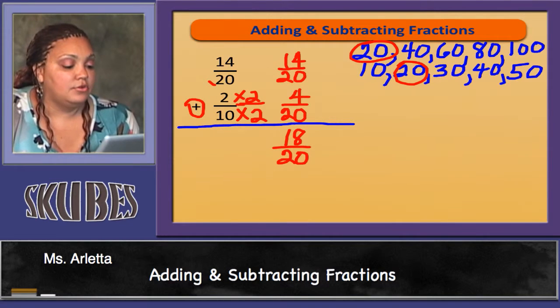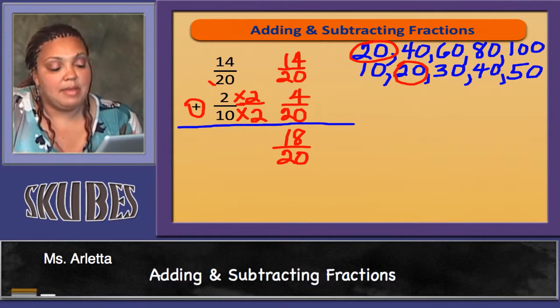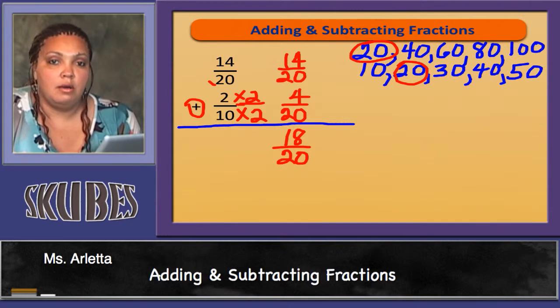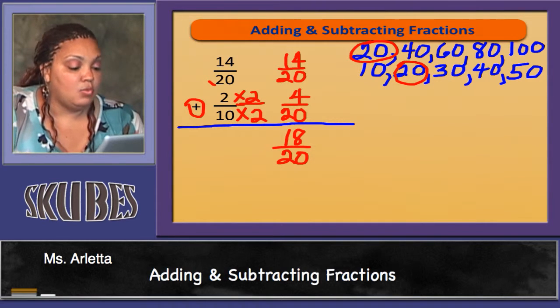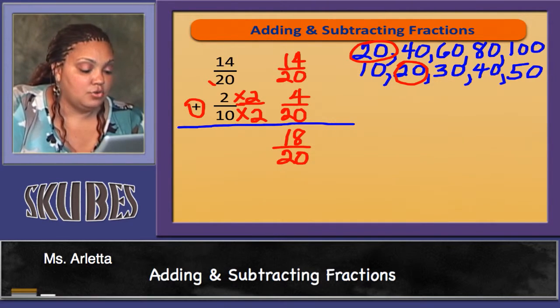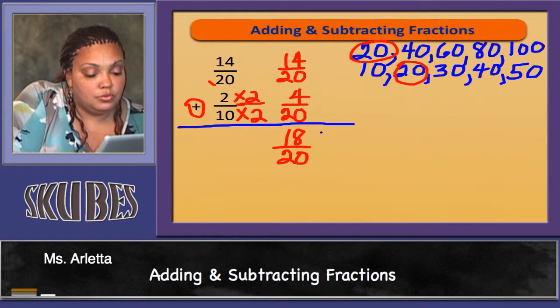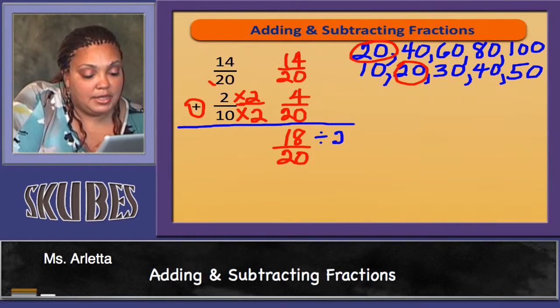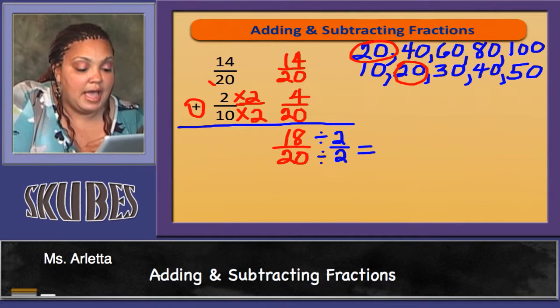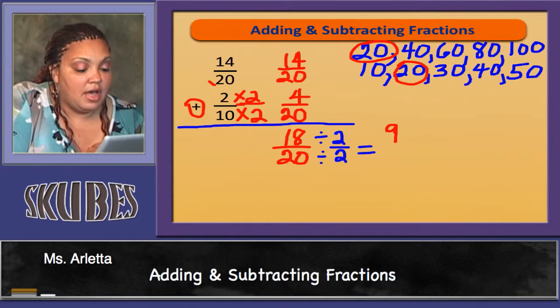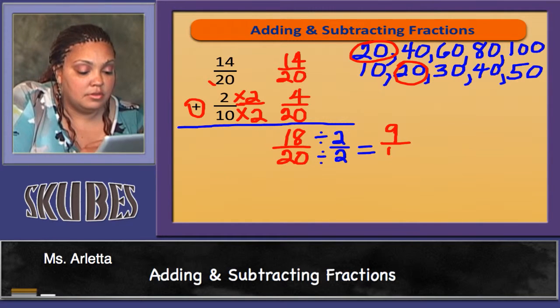Now I'm looking at our answer over 20, and I'm asking myself the question, is there a common multiple, a common factor of both of these, numerator and the denominator? And I would say yes, it is a common factor of 2. So I'm going to divide by 2 on the top and divide by 2 on the bottom. 18 divided by 2 would give me 9. 20 divided by 2 would give me 10.